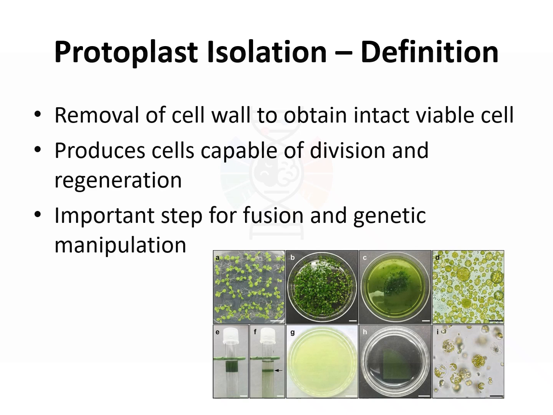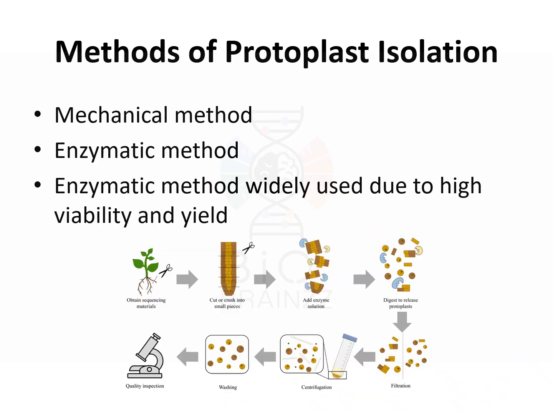If the plasma membrane is damaged or osmotic balance is not maintained, the cell may die. Therefore, protoplast isolation must be performed under sterile conditions with appropriate osmotic stabilizers and controlled enzyme exposure. Two main approaches are used to isolate protoplasts: mechanical and enzymatic methods.